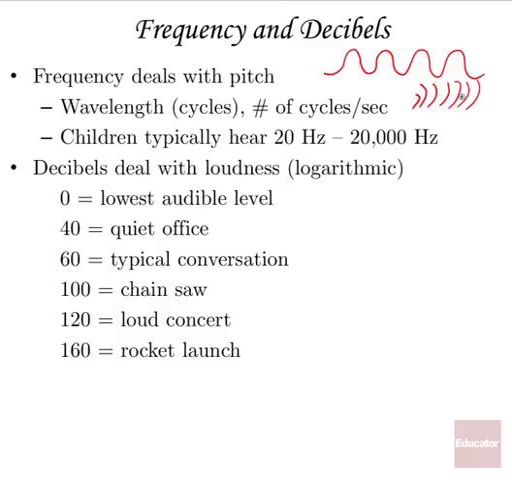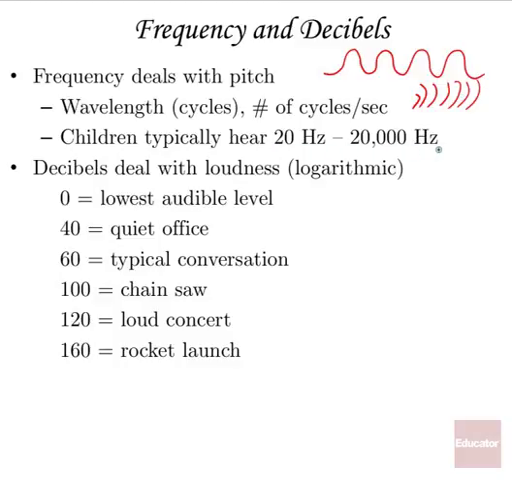So the number of cycles, how often the air molecules are bumping against each other per second, is going to give you the different frequencies. And then on top of that, you've got decibel level, how loud the sound is or how faint the sound is. So you can have a high-pitched sound that is very loud, but you can also have a high-pitched sound that is not very loud. You can have those different decibel levels.